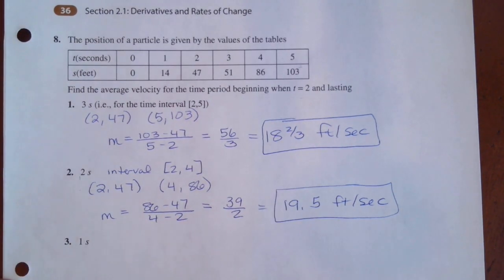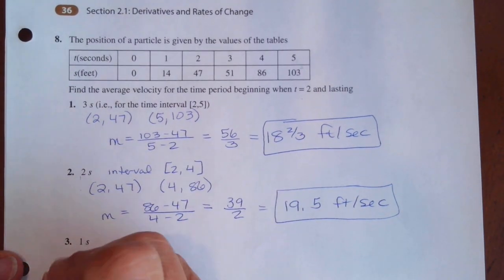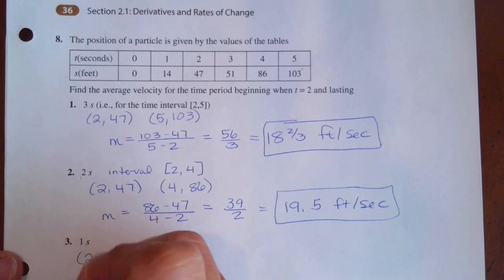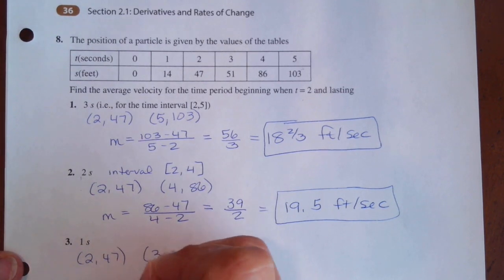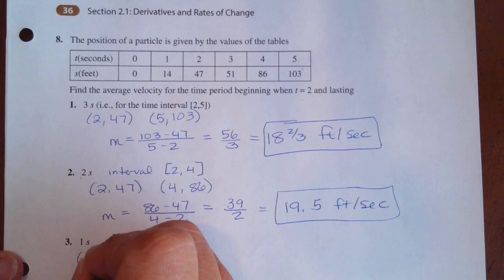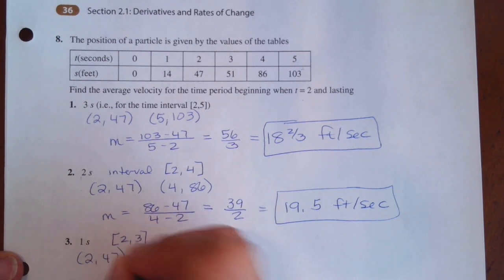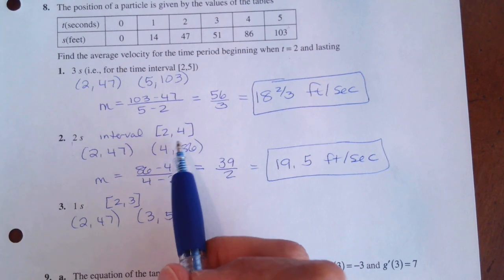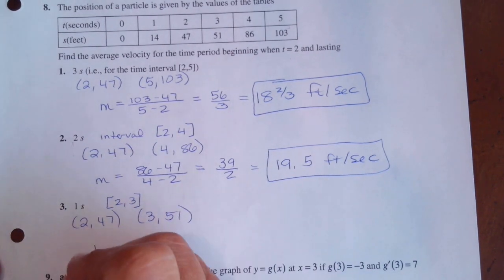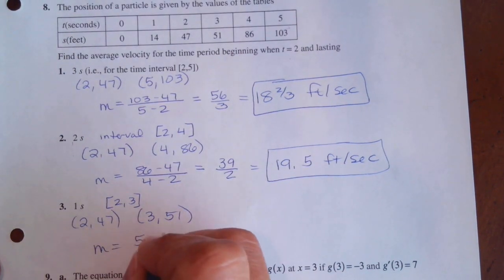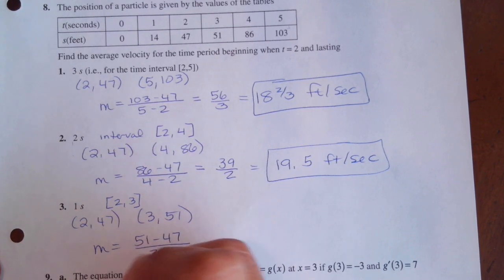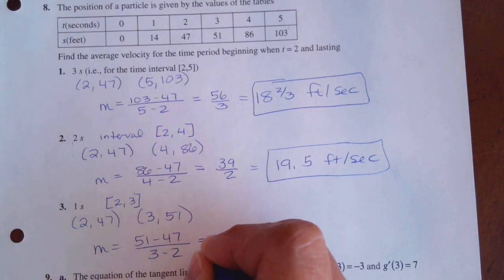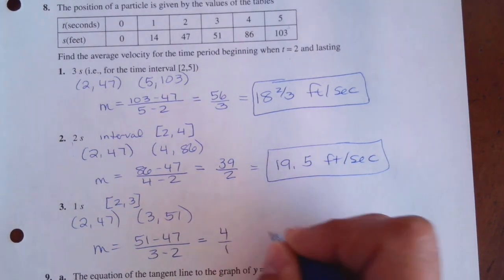All right, and lastly, we're going to do just 1 second. So we're going to start at 2 seconds. We're going to end at 3 seconds. Right? So this would be the interval from 2 to 3. Remember, your intervals are just x's, right? So this is the time. All right, so 51 minus 47 over 3 minus 2. That gives you 4 over 1.